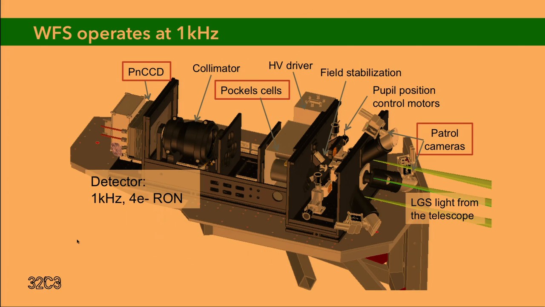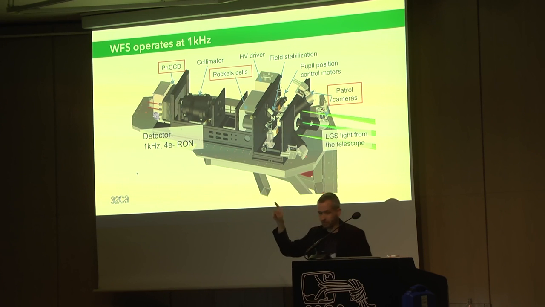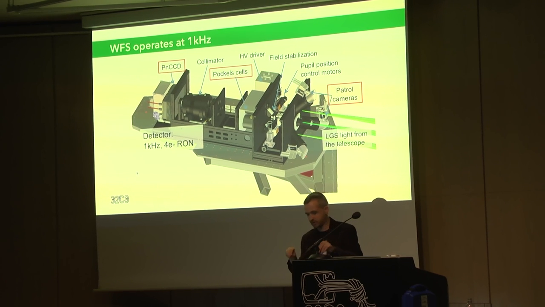And that's how it looks inside. You have the three laser beams coming from the side, from the sky, of course. You have patrol cameras which monitor where these are. Are they at the right spot? Do we have to steer the lasers a bit? Then we have some control for the position of the laser spots in the field. The Pockel cells do this opening and closing in front of the shutter. You can't use a mechanical shutter in front of the CCD. You have to do this electro-optically.